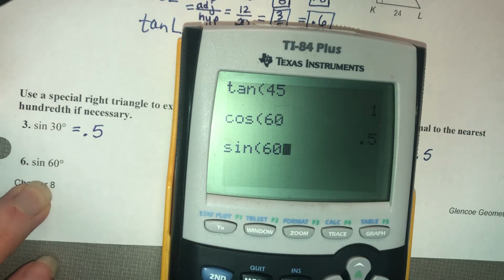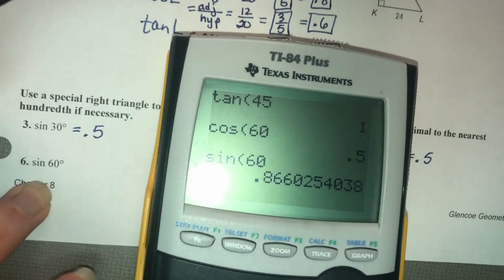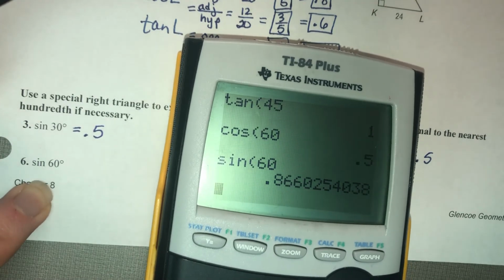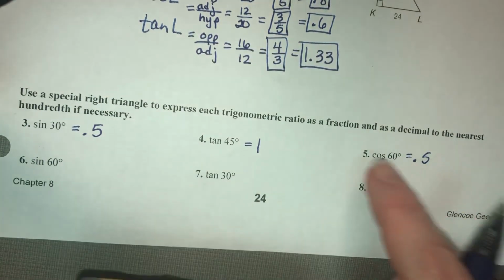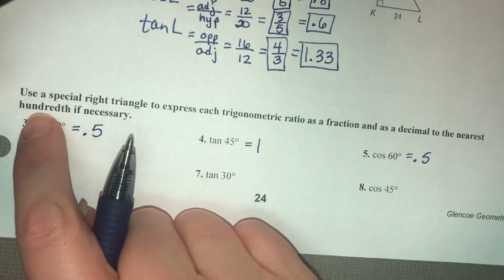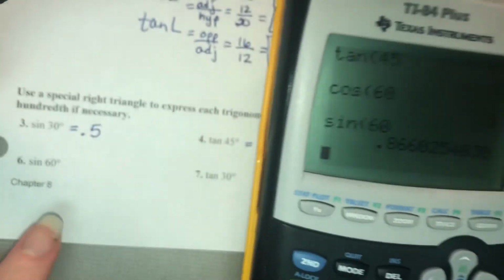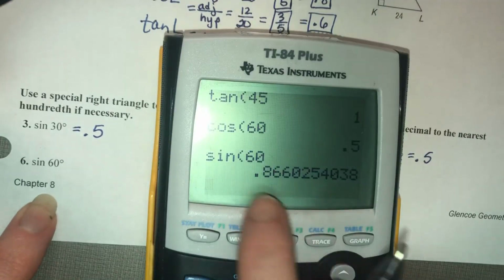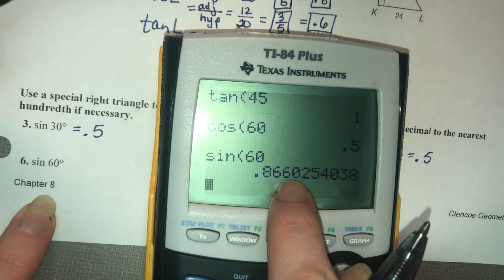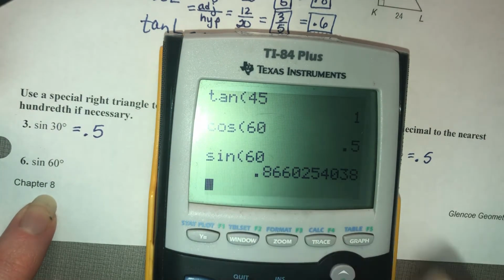I don't need the parentheses. Okay, we've got a decimal that's lengthy. We need to check our rounding instructions. It says to the nearest hundredth, so 2 numbers after the decimal. 0.866 would round up to 0.87.